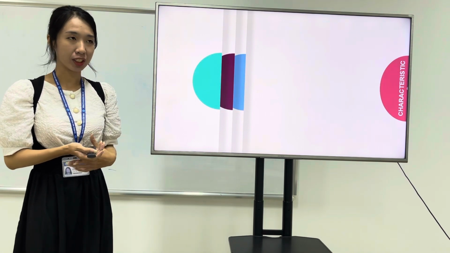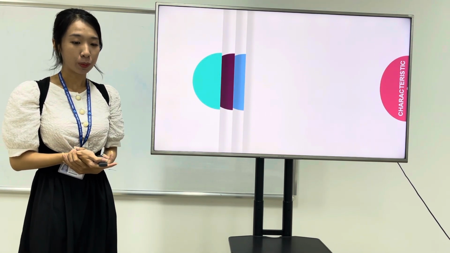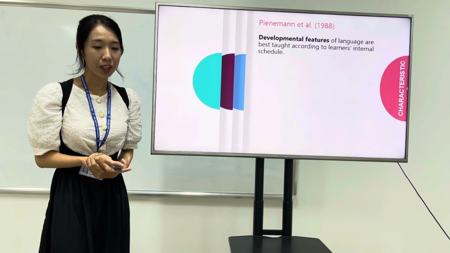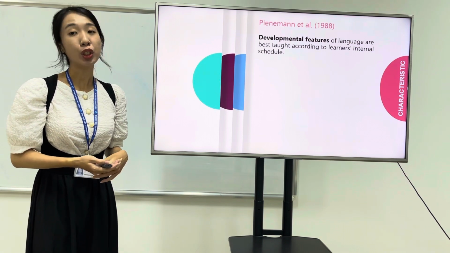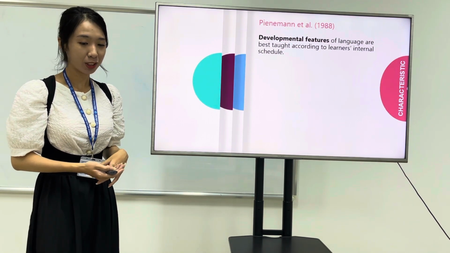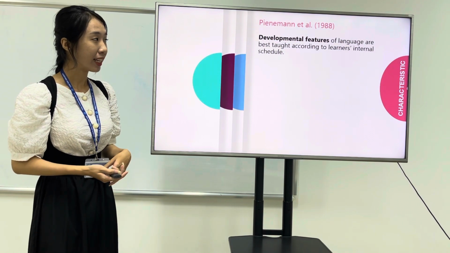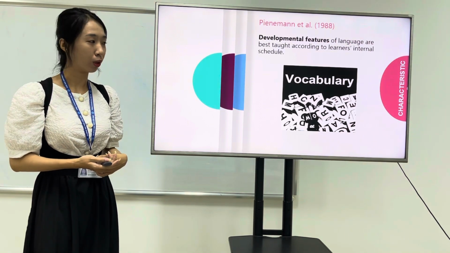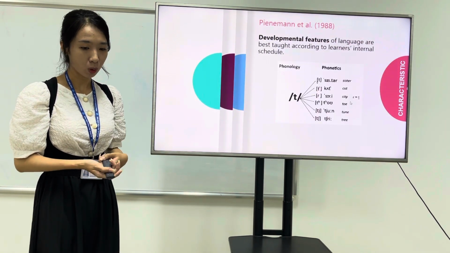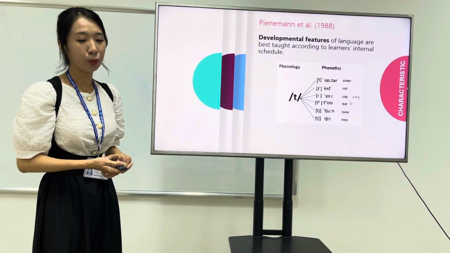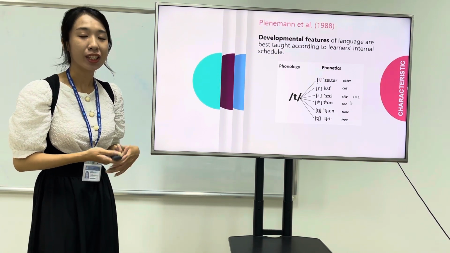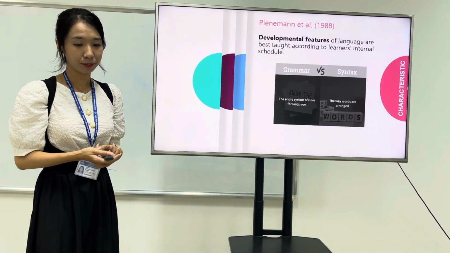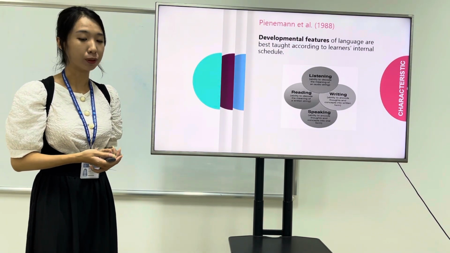So first of all, let's discover some characteristics of teachability. According to Pienemann et al. in 1988, the first characteristic is that the developmental features of language are best taught according to learners' internal schedule. Let's have some examples of developmental features. First one is lexical items, or so-called vocabulary. Second one is phonology, or so-called phonetics, pronunciation, intonation, and alike. And third one is grammar and syntax. Fourth one is the four micro skills.